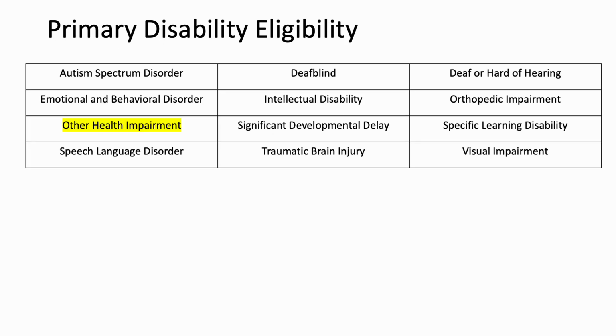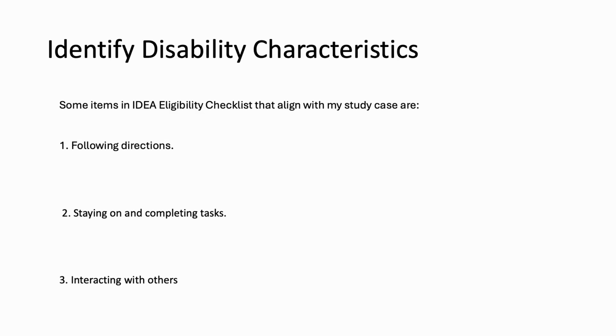Considering my case study and the IDEA eligibility checklists, I concluded that Brie has other health impairments. In the following slides, I will give my opinion on my case study. I identified three disability characteristics for Brie. I took them from the IDEA eligibility checklists and the course textbooks: following instructions, staying on and completing tasks, and interacting with others. I will explain each of them in the following slides.